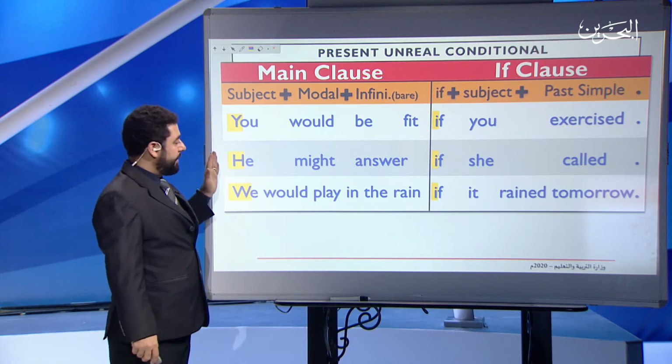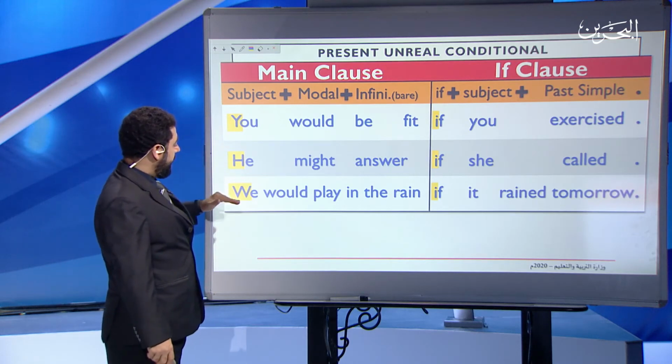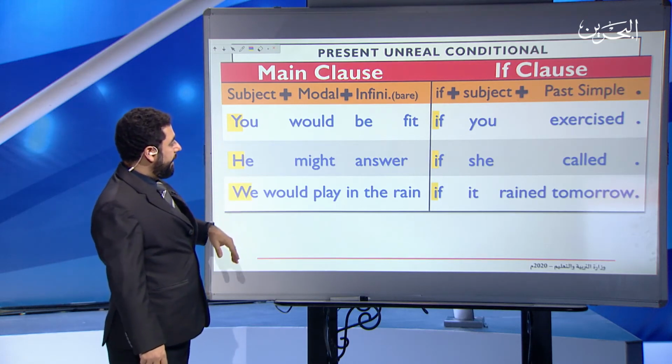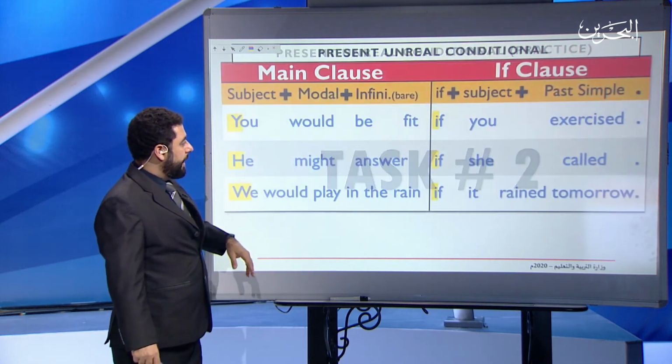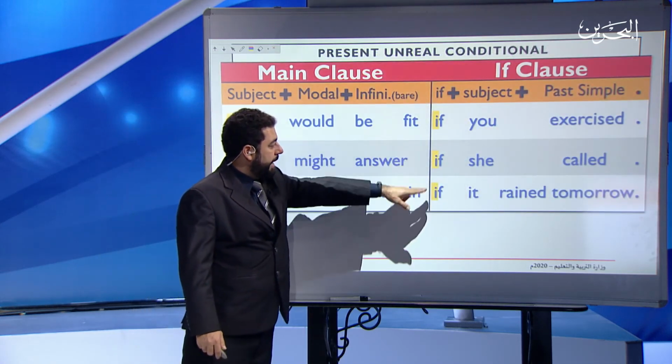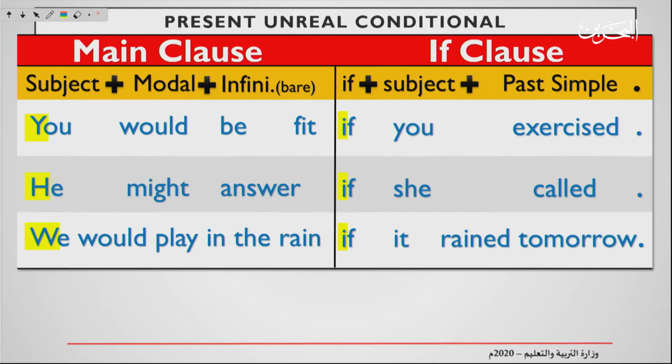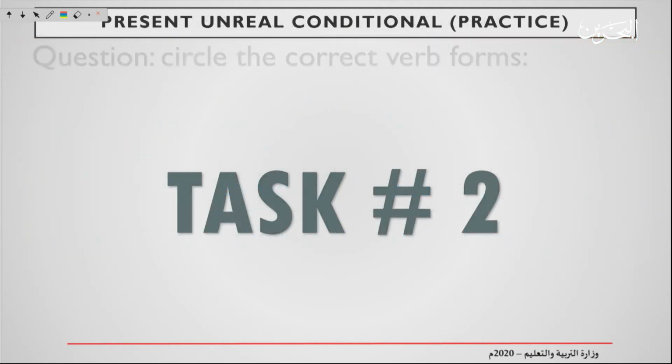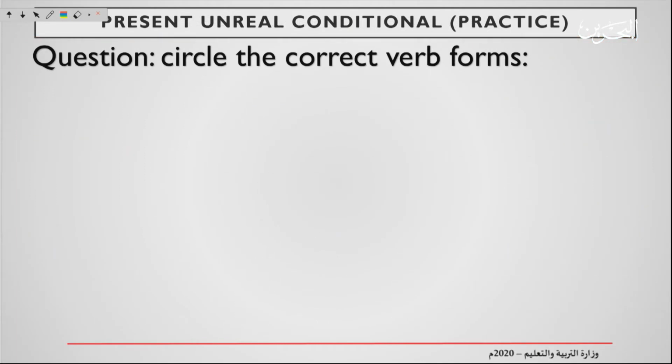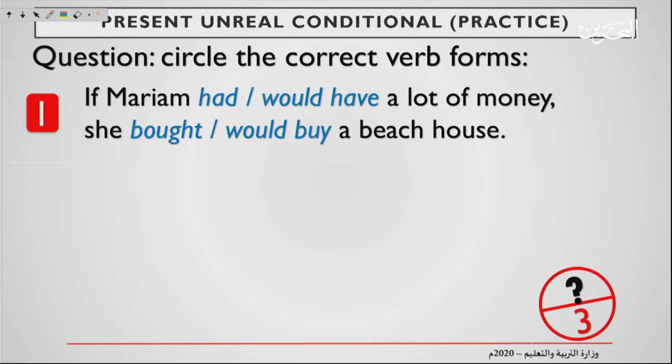I put them in capital, the Y, the he, and the W, and then I lowercased f, and I removed the comma. So let's have a quick task. Task number 2. Circle the correct verb forms, and you have a mark of 3.